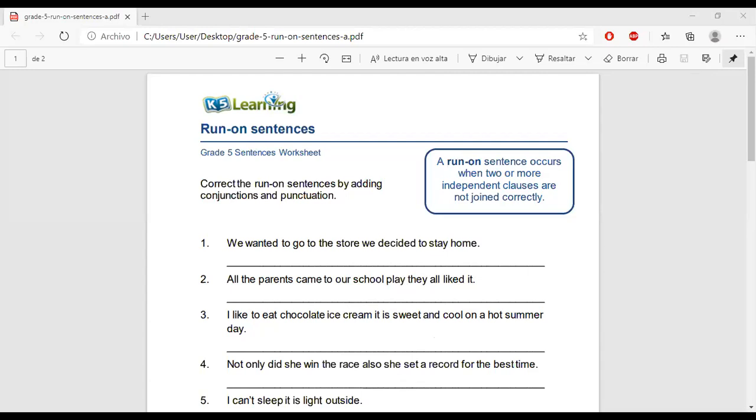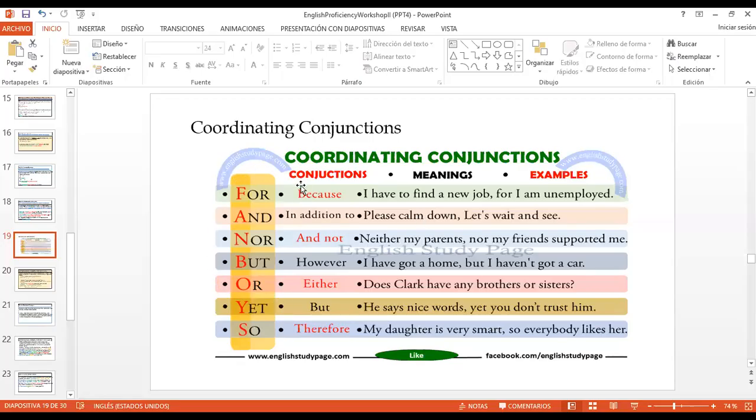Okay, let me check. So we have coordinating conjunctions. The best known are and, but, or. And is in addition. Please calm down, let's wait and see. So: the students completed the homework on culture and they watched the movie. And, in addition. But is, however, the opposite. I have got a home, but I haven't got a car.